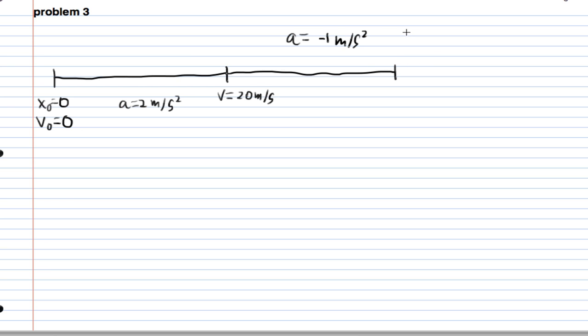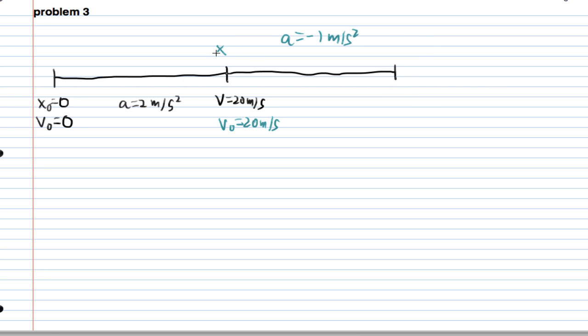So I have a speed here of 20 meters per second. And now I'm going to go ahead and switch colors because I want to do the second part in different colors. So the initial velocity for the second part is 20 meters per second. I have a negative acceleration of 1 meter per second squared. Negative because it's going reverse of the direction that the train's moving.